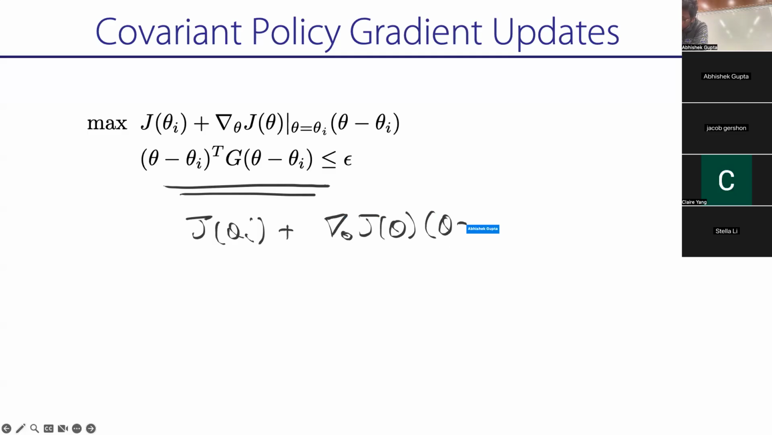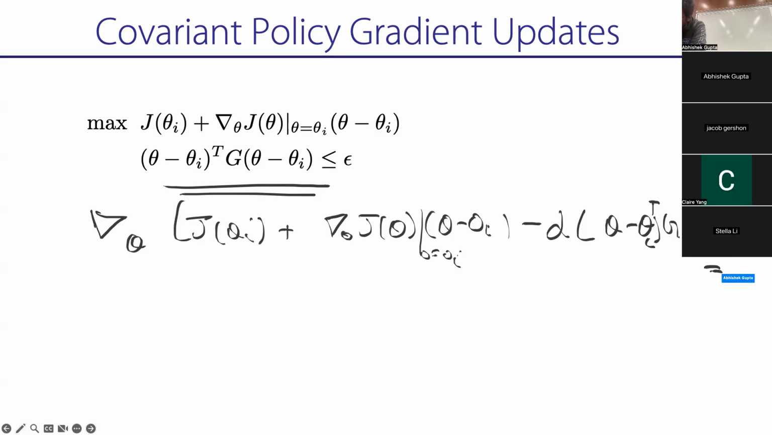So we're going to say theta minus theta I, theta is equal to theta I, minus alpha times theta minus theta transpose G times theta minus theta I, right? And this is our Lagrangian. We're going to take the gradient of this thing with respect to theta and set it to 0. Same thing we did last time. We formulated the Lagrangian. The only difference is now there's a little G sitting there.